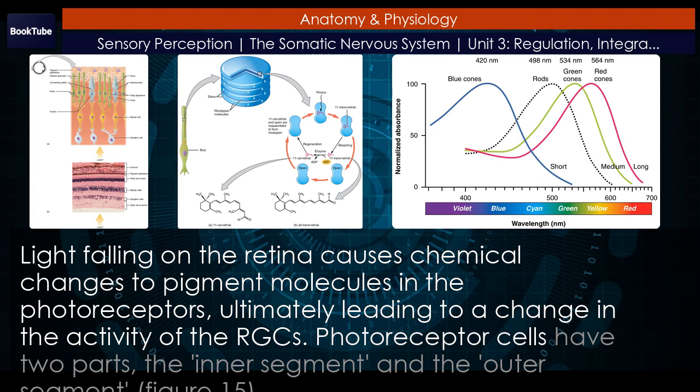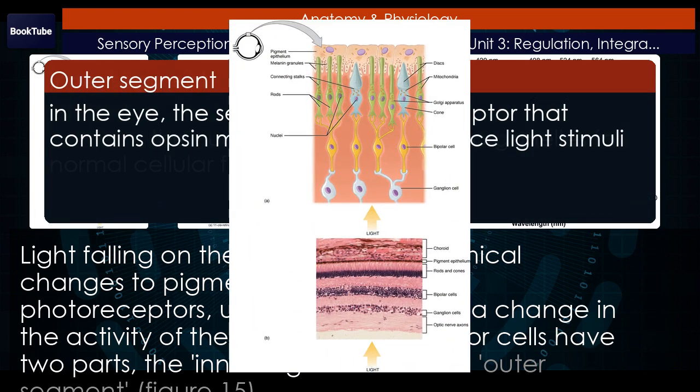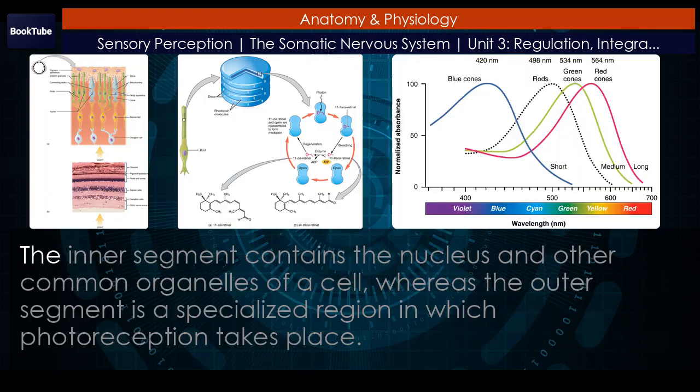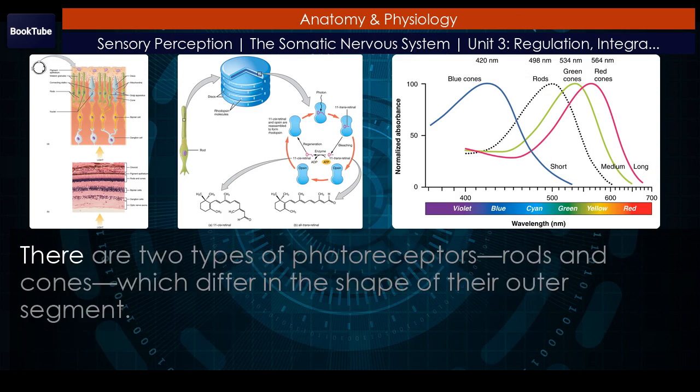Photoreceptor cells have two parts: the inner segment and the outer segment. Figure 15. The inner segment contains the nucleus and other common organelles of a cell, whereas the outer segment is a specialized region in which photoreception takes place. There are two types of photoreceptors: rods and cones, which differ in the shape of their outer segment.